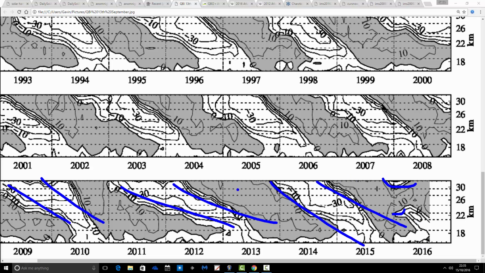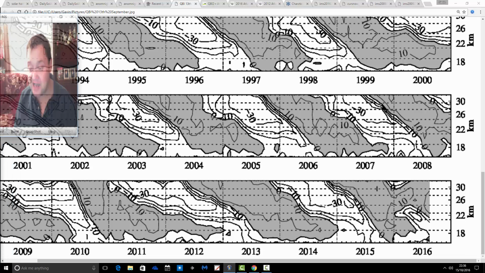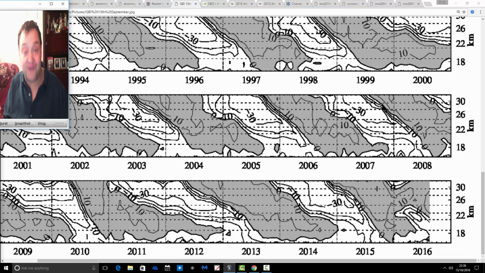The westerly QBOs on these charts are indicated by the darker areas. The westerly QBO hung on and just kept going, which is something that has never happened before. We've never seen this back to 1950, anyway, when we first started monitoring the QBO. We can't say if it happened before then, but certainly back to 1950, we have not seen this occurrence with the quasi-biennial oscillation.